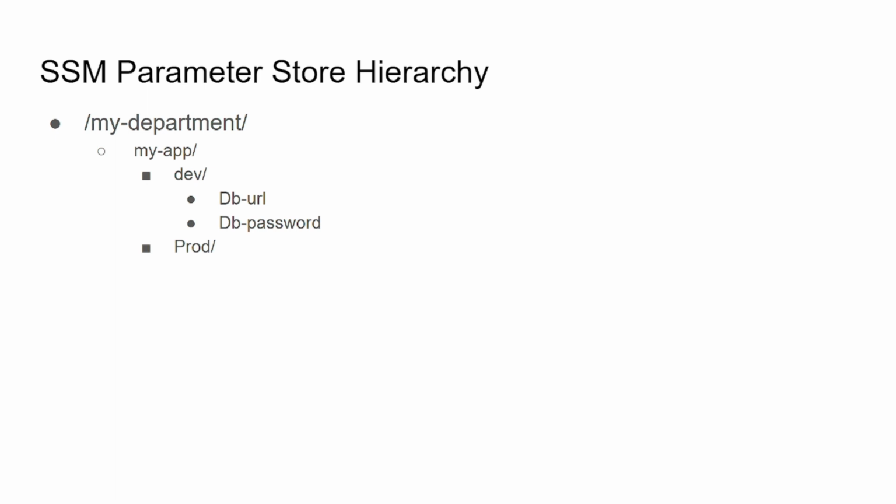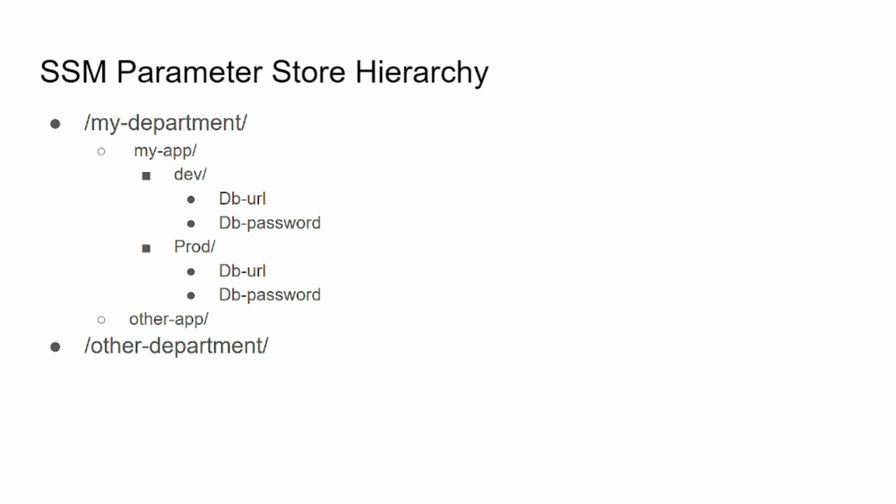We can go one level up and store a parameter for the prod db URL as well as a prod db password, and go up to another app or another department. That really allows you to organize your parameters the way you want in a structured fashion. And this is going to simplify your IAM policies to allow an application to have access to an entire department, or just an entire app, or just to an app department environment specific path.